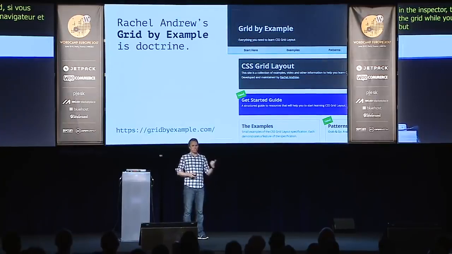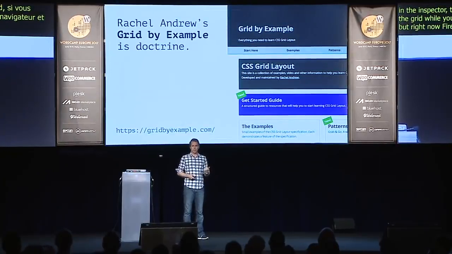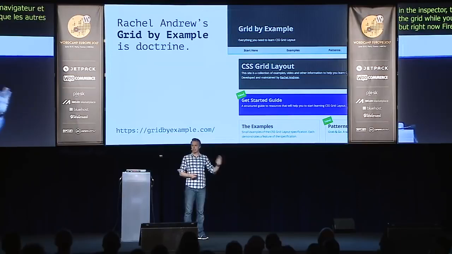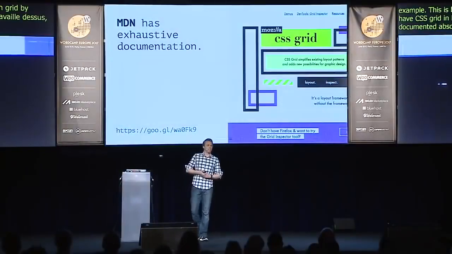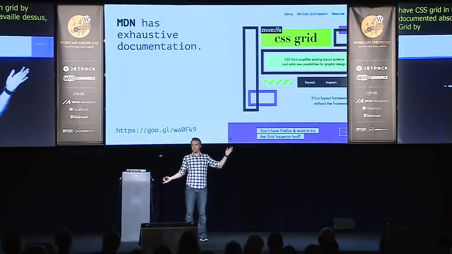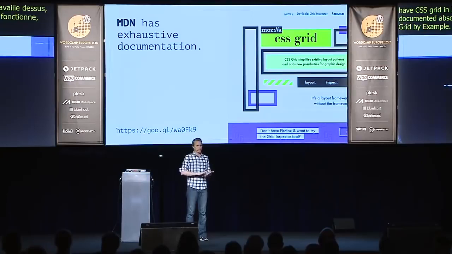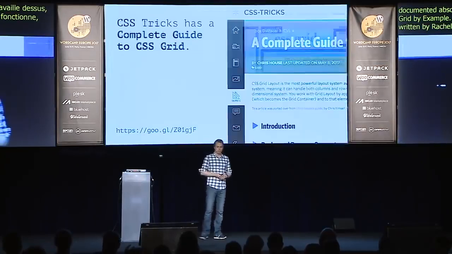Second, Rachel Andrew has a website called Grid by Example. This is basically doctrine. Rachel Andrew is, by and large, the reason why we have CSS Grid in browsers today. She's been pushing it for years and years and years, and she's documented absolutely everything. So, if you want to know how it works, go to Grid by Example. Mozilla Developer Network has tons of documentation, most of it written by either Rachel Andrew or Jen Simmons. It is a great resource. It's documented every single property and everything that's going on.